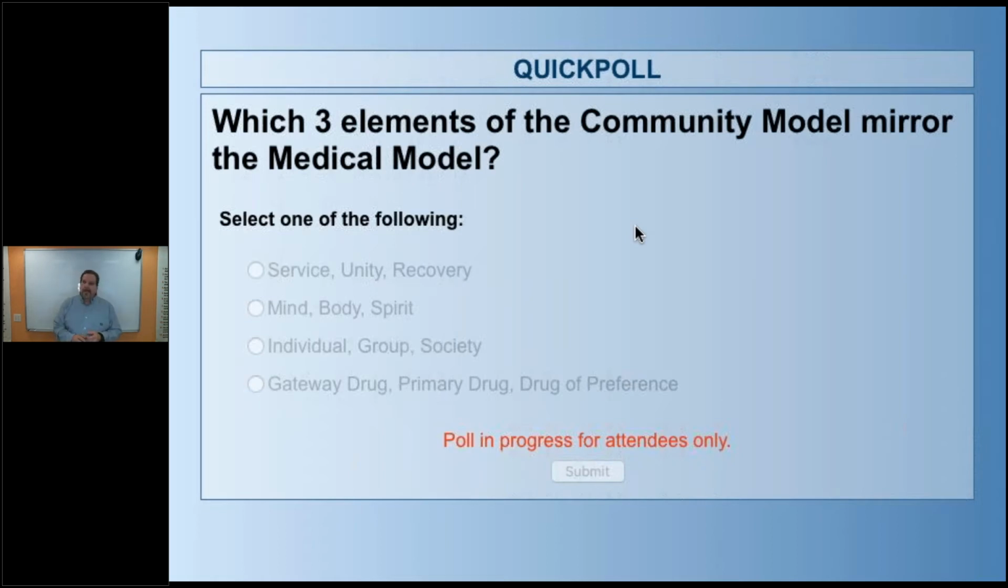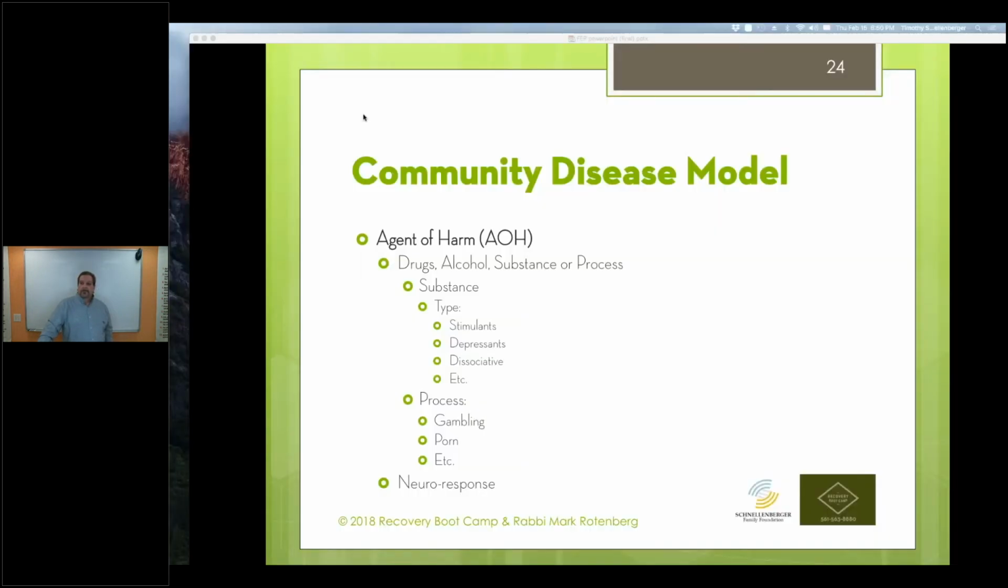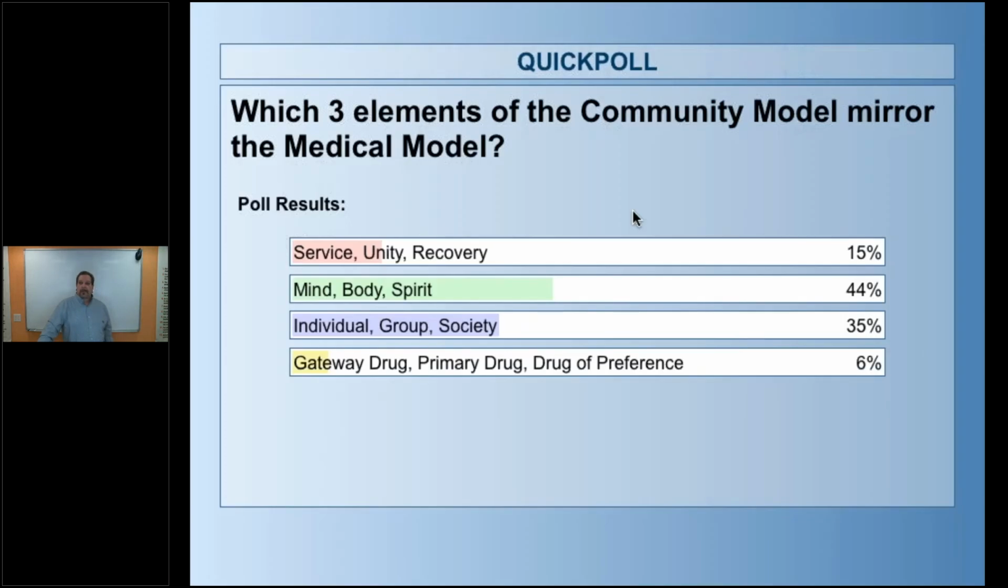So again, the community model doesn't mirror the medical model. We're talking about mirroring of the recovery model. And we're asking this because we're about to start talking about the recovery model. In brief, there's the second section. We will get to it in depth. And our results are in. Mind, body, spirit, 44%. Give yourself a round of applause that you got it.